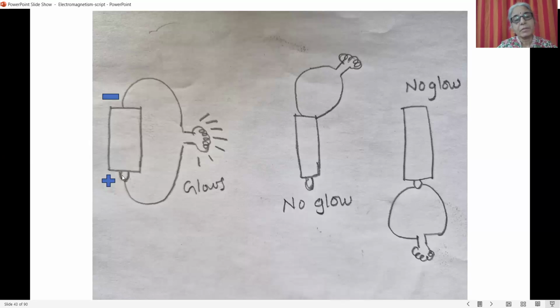So we connect the wire to the positive terminal and complete this path. The path goes from the positive terminal through the bulb and to the negative terminal. Only then does the bulb glow. If we connect the terminal back to itself through the bulb, then the bulb does not glow. There is no flow of electricity.